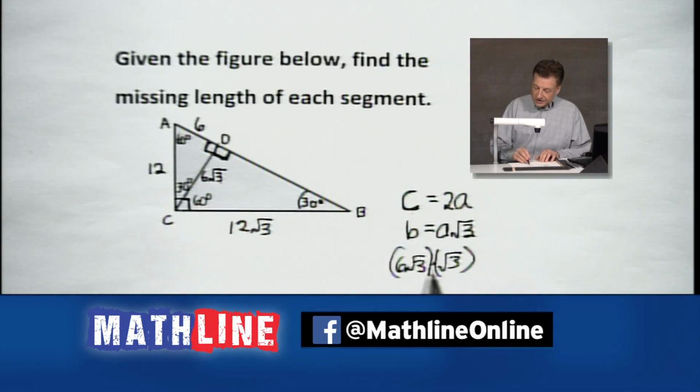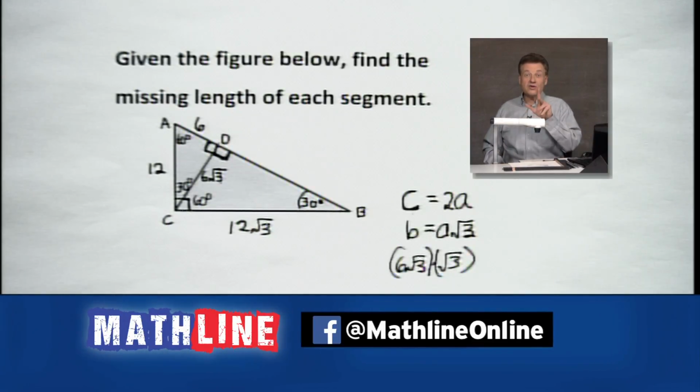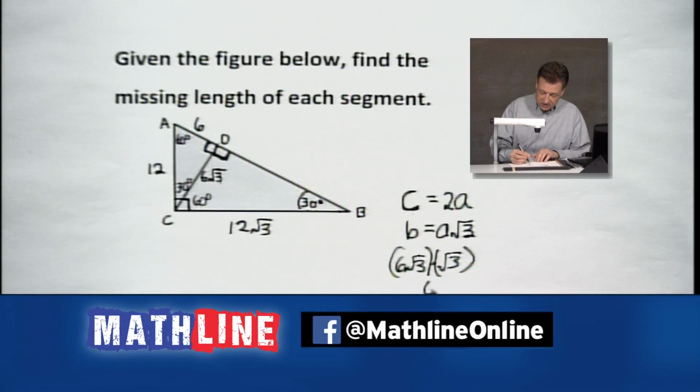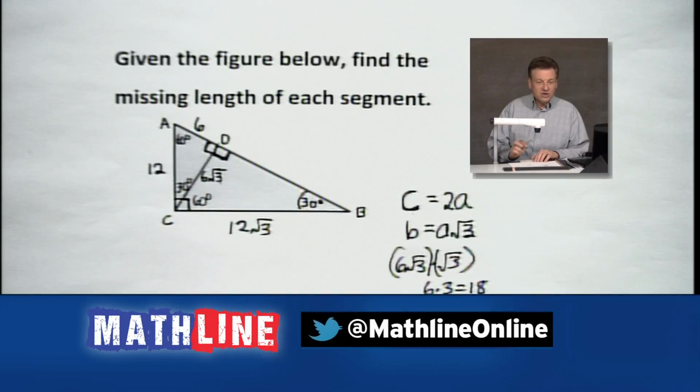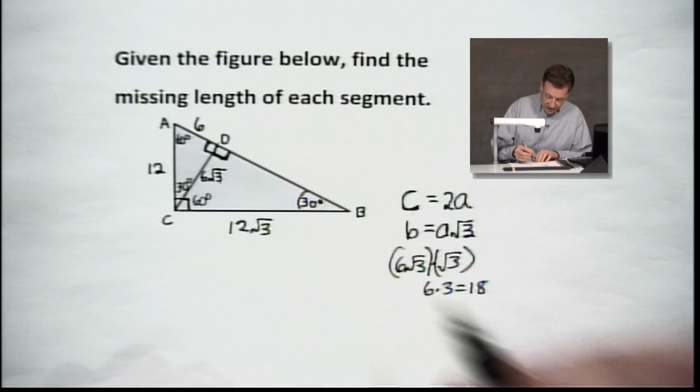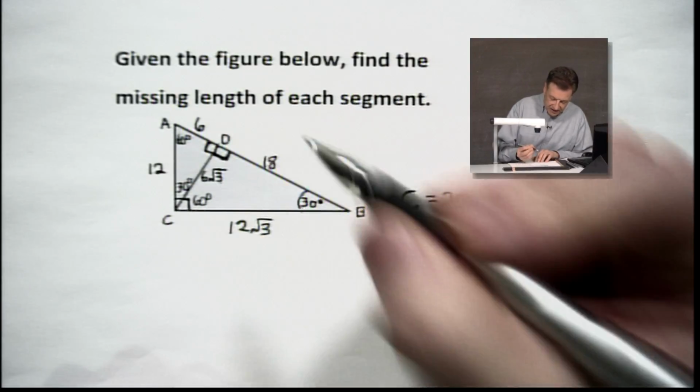You say, well, Ernie, the square root of 3 times the square root of 3, does that give you something special? It certainly does. It gives us a 3 without the square root anymore, because it's really like the square root of 9, and the square root of 9 comes out to be 3. So let's look at it this way. It's going to be 6 times 3, which gives us 18. So no matter what unit we had there, this is going to become 18.